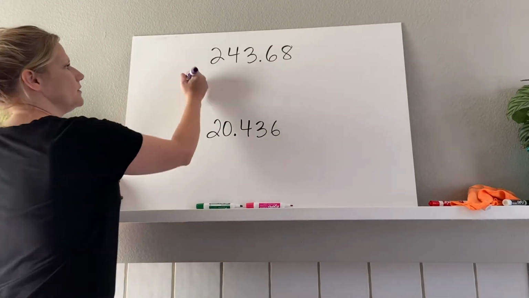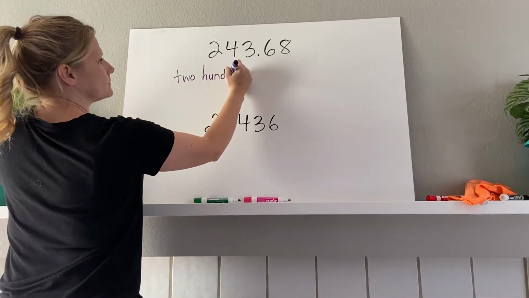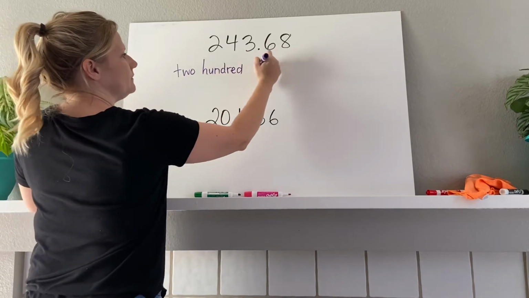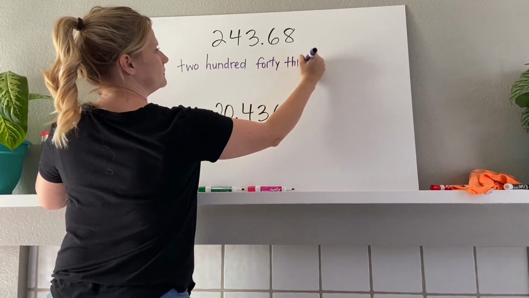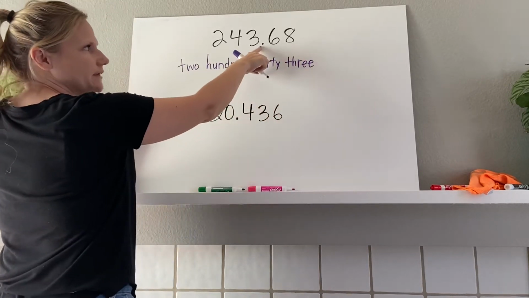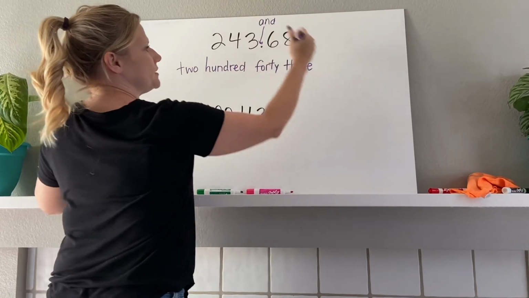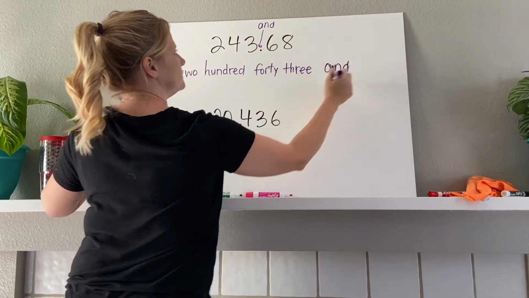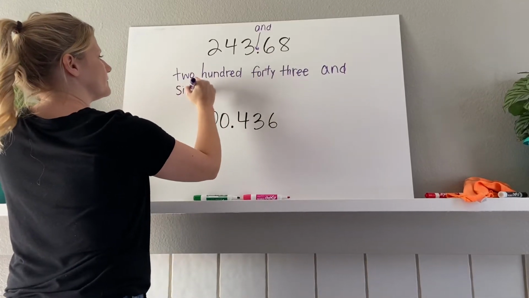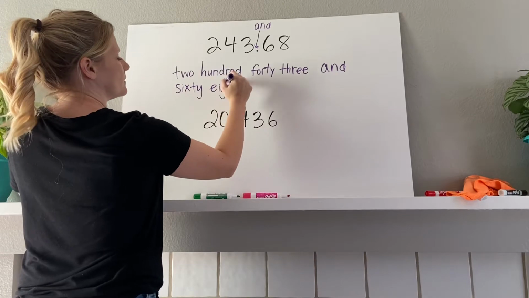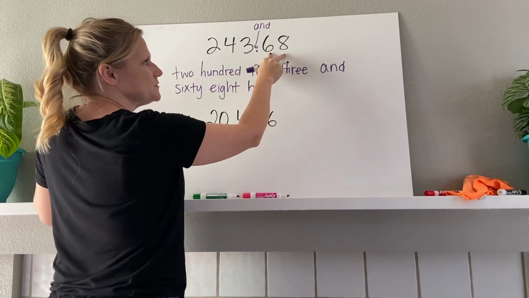So we're going to write 243. We learned early in the year that a decimal means "and." So we're going to use that word "and" to represent our decimal. Then we have 68 hundredths. The reason why we have hundredths is because there are 2 place value spots after the decimal.